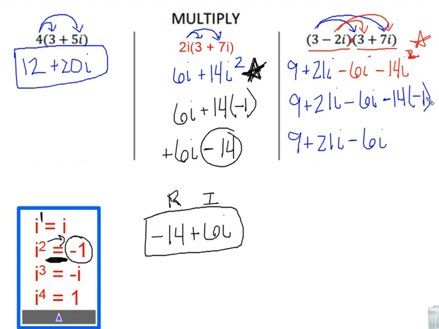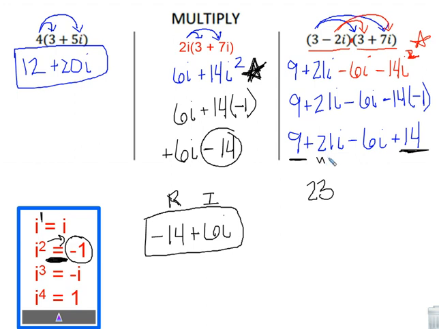Negative 14 times negative 1 gives us a positive 14. Right, so now take a look at this. We have a real number right here and another real number right there. Those are like terms. Those are real numbers. Let's add them together. Combine like terms, we have 9 plus 14, which gives us 23.